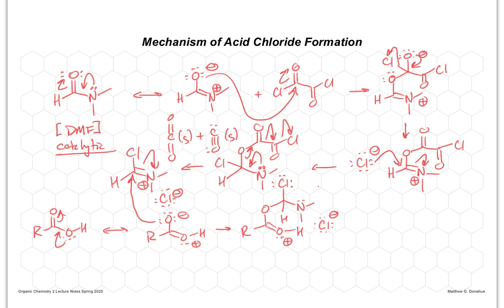I want to make sure I draw the arrows right. We'll do this. I'm going to commit. We're going to have that lone pair collapse and eject out Cl minus.